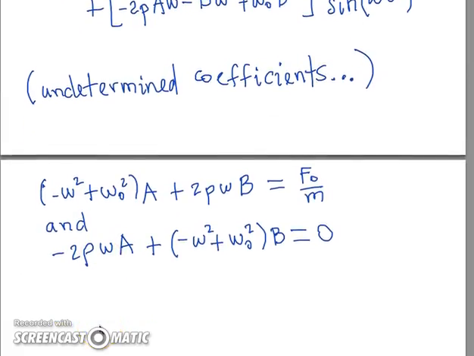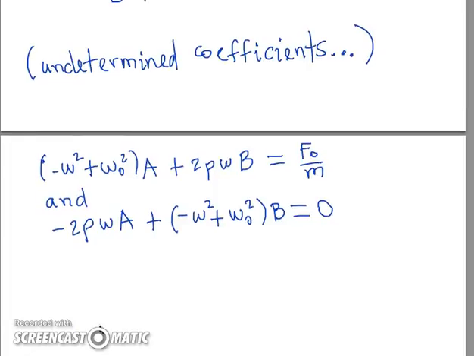So this is the basis of the rationale of this method called undetermined coefficients, and so we end up with two equations and two unknowns, where the unknowns are coefficients a and b. So we're comparing the coefficients of cosine, the coefficients of sine. So we have this first equation equal to f0 over m, and the second equation equal to 0.